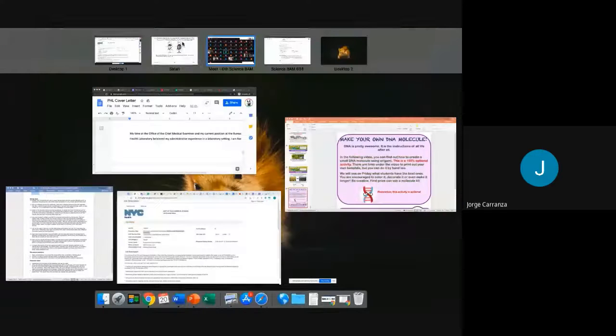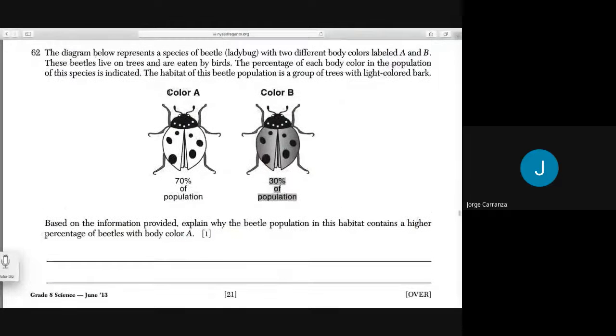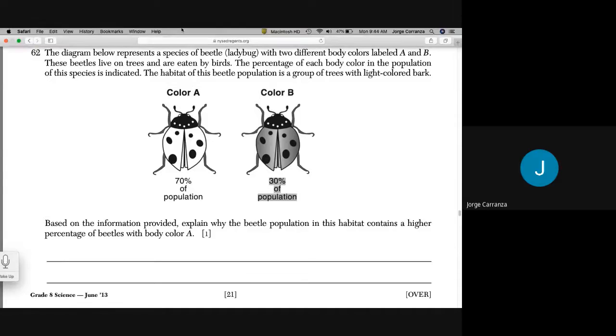Can you just give me an inference, a hypothesis of why you think most of the animals are this color instead of this color? So 70% are clear, 30% are dark. Why do you think most of them are this color instead of this color, if you were to answer this question in the exam? You can mute yourself if you want to answer. If you want to decline, just decline.